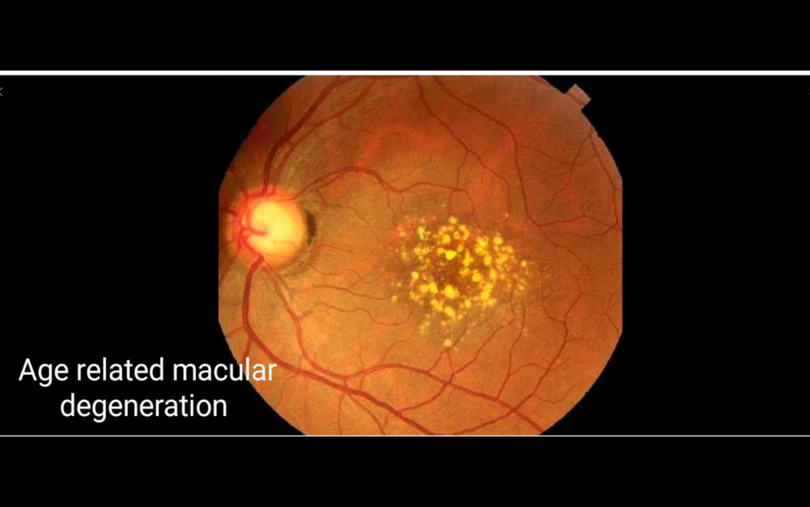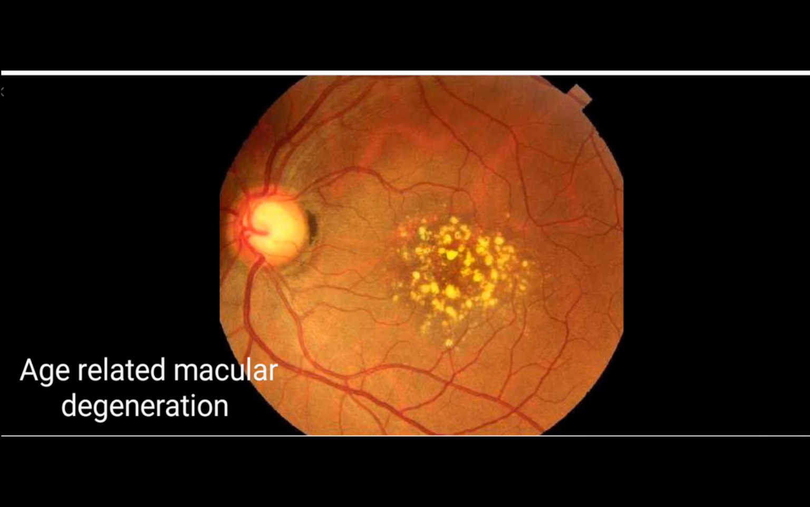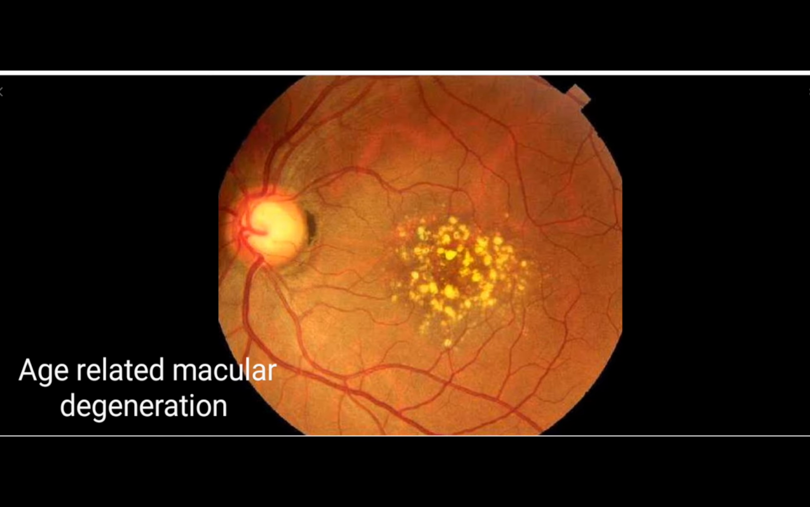Then this is the fundus image of age-related macular degeneration. In the region of the macula there is degeneration. This was the disc, and in the region of the macula it is degenerated.